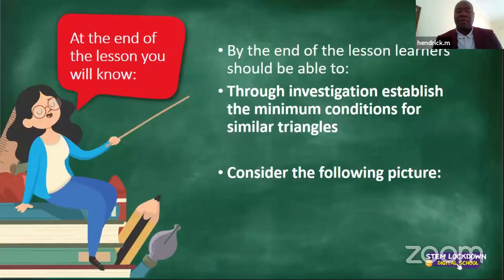And of course, as I've already indicated, we are going to look at the minimum conditions for similar triangles, but also to solve sides that are not given.